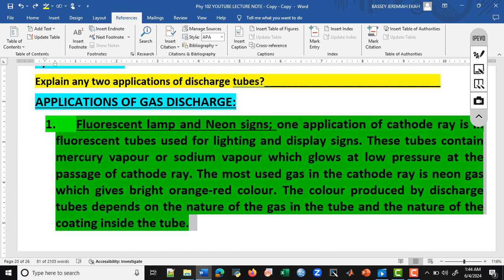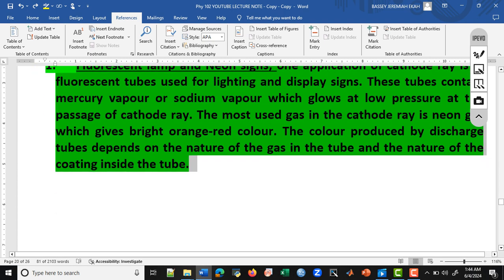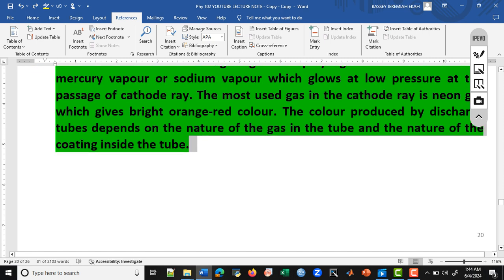Please note it very effectively. The most used gas in the discharge tube is neon gas, which gives a bright orange-red color. The color produced by discharge tubes depends on the nature of the gas in the tube and the nature of the coating inside the tube. Let's look at the second application that we have here.